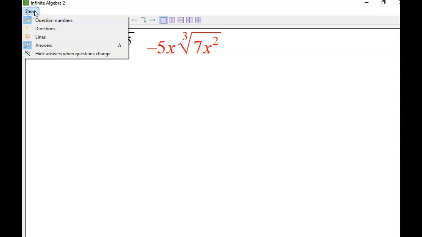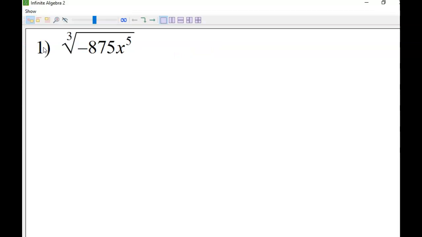Alright guys, so we're going to be looking at roots some more today. The first thing we're going to look at is other types of roots. Last time we talked about roots, we were talking about square roots. These are cube roots and other kinds.